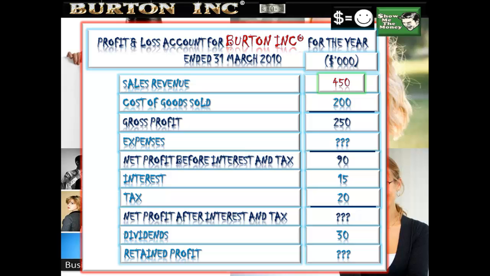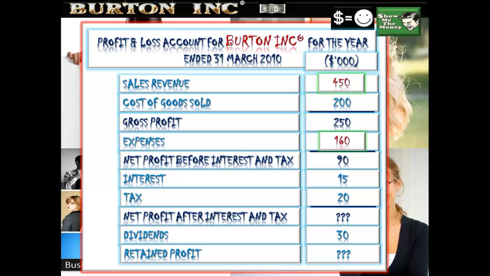450 does. Gross profit less our overhead expenses will give us our net profit before interest and tax. Our net profit before interest and tax is $90,000. Our gross profit is $250,000. What's the business burning up in their overhead expenses? $160,000. And last but not least, no, it's not last. Sorry. Our net profit after interest and tax.